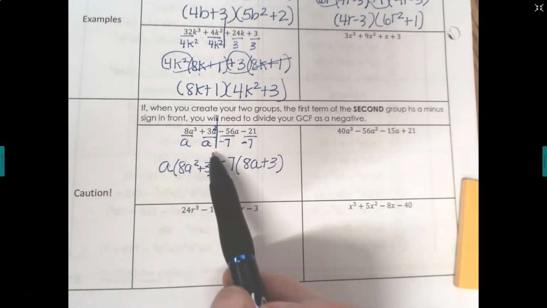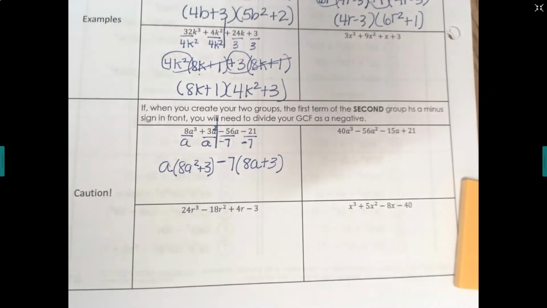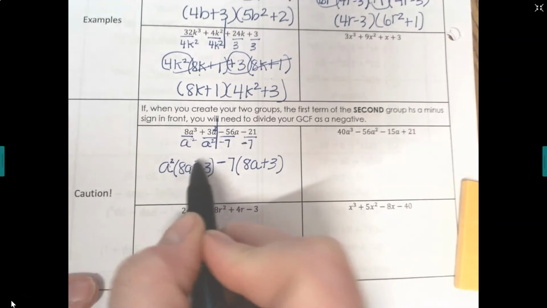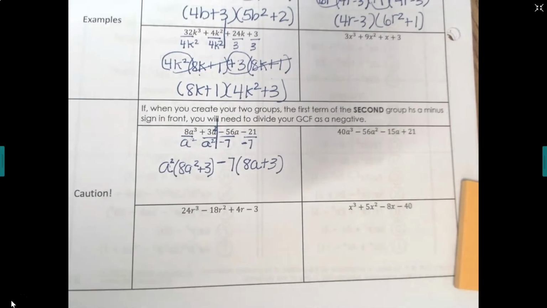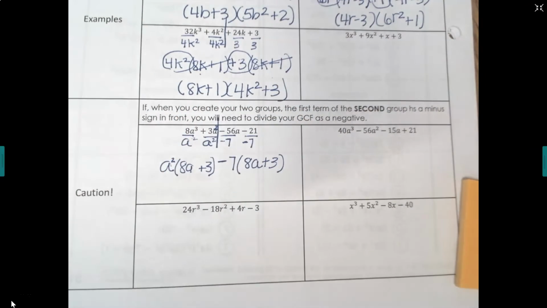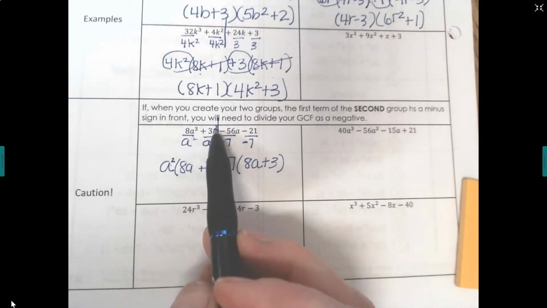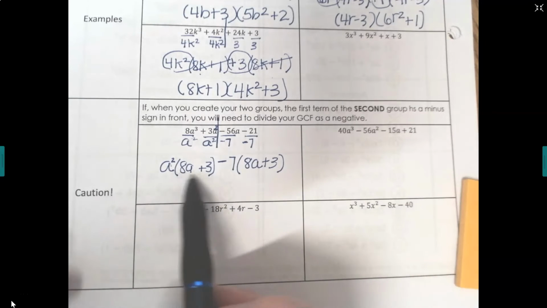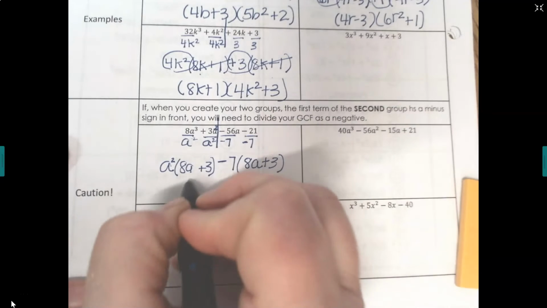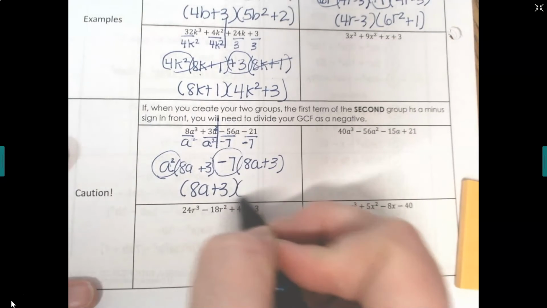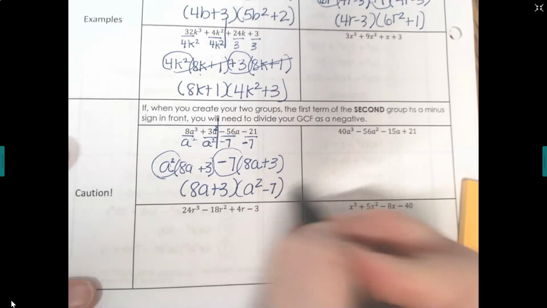Alright, sorry about that. I'm just noticing that we had an a missing. So this should really be a squared, which makes this a squared, which takes that away here. And how I noticed that that was missed is our parentheses didn't match. We had 8a plus 3 here and 8a squared plus 3 here. There's supposed to be a 2 on this a, so it would be 3, 2, 1, no a's. So our 8a plus 3 and our 8a plus 3 match. That's our GCF. And what was left behind was a squared minus 7.